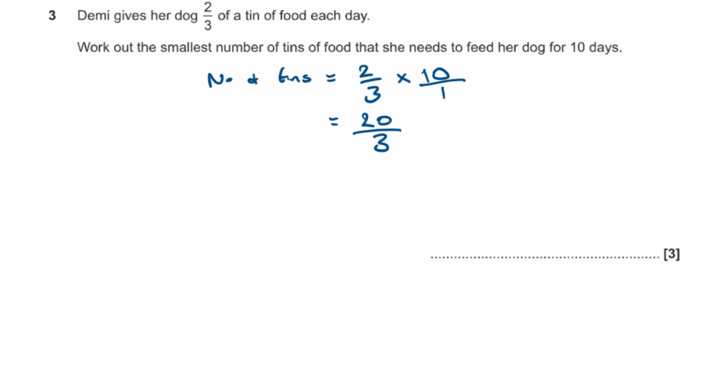So how many 3's go into 20? Well, it's a little bit shy of 7, isn't it? It's 6 times, 6 3's are 18, so that's a remainder of 2. So it's 6 2/3. So what's the smallest number of tins of food that she needs to feed her dog? Well, you can't go and buy 2/3 of a tin of dog food. You're actually going to have to buy 7, aren't you? So that's going to be 7 tins to the nearest whole number.